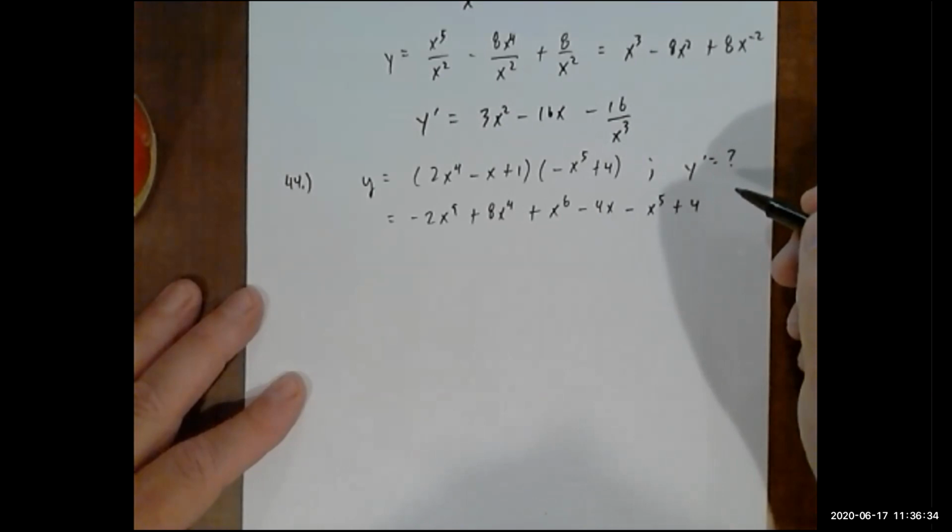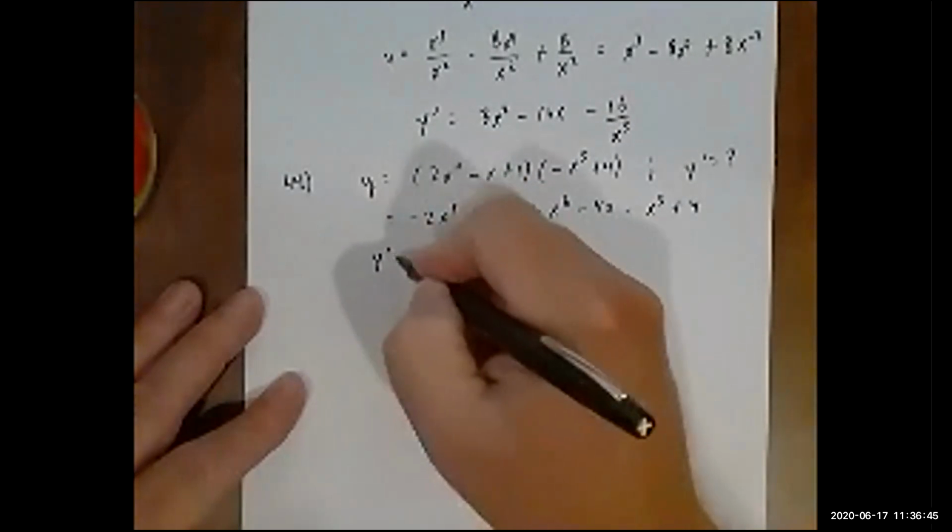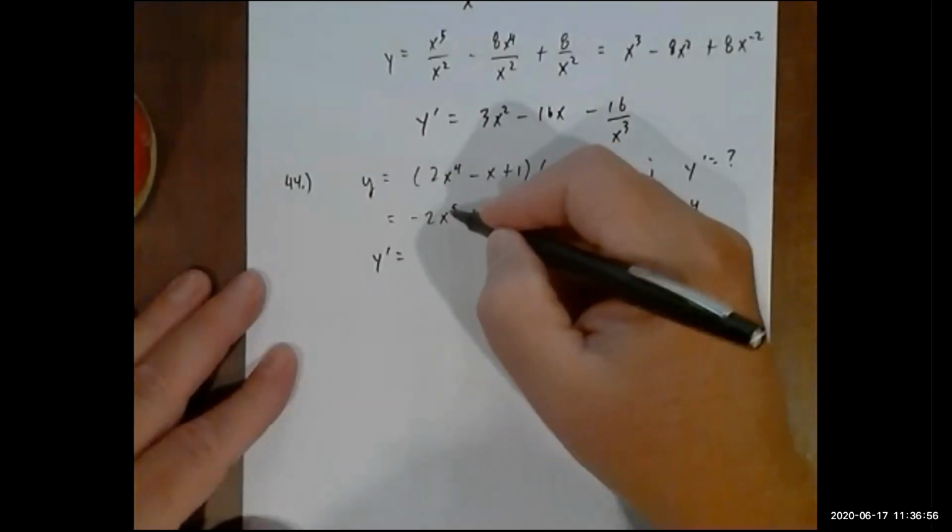Now I have to see if I have any like terms, and I don't. All these variables are different. So at this point, I can simply go ahead and take the derivative. I'll probably try and do it in descending powers. So I'll mark these off to make sure I don't leave any out. So let's do this one first.